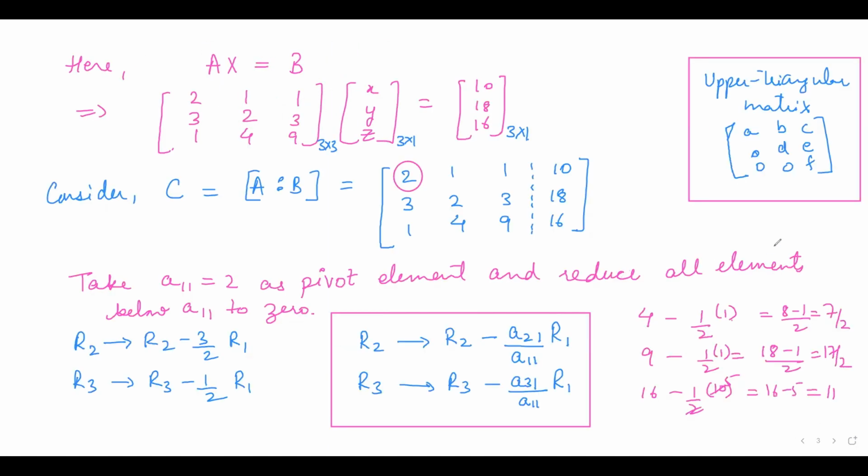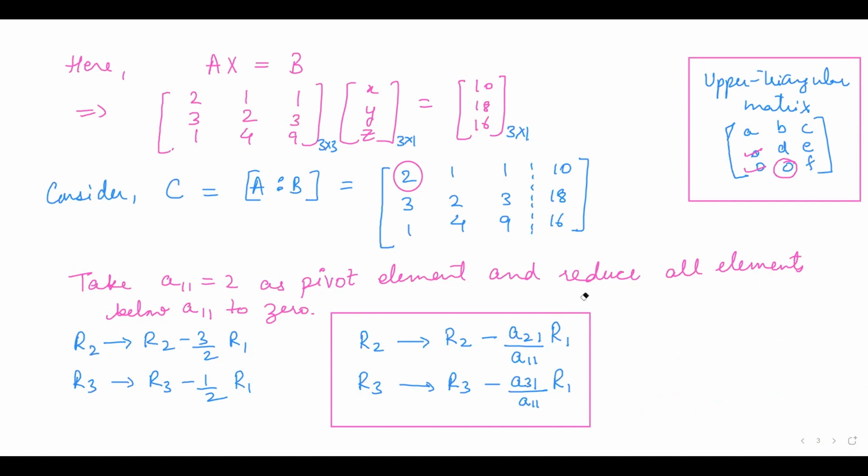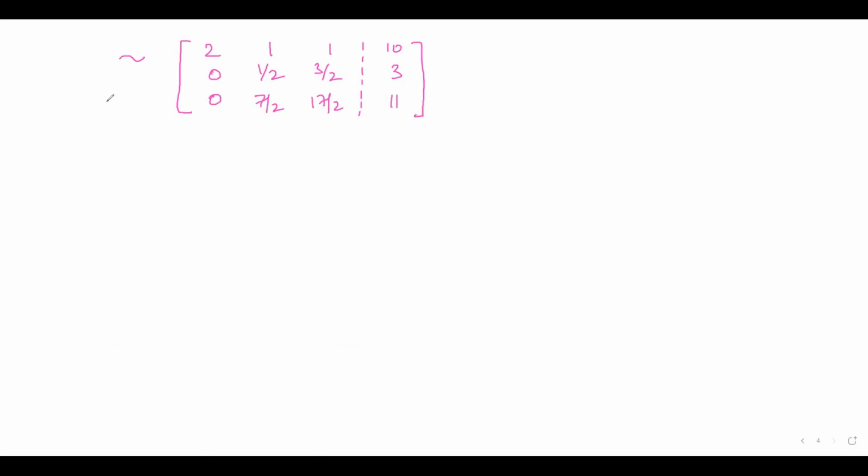Now, to make it an upper triangular matrix, these two elements have become 0. Now I have to make this 0. Okay, so let me just erase this part here. Okay. Now moving ahead to the next page, I have to make this 0. Now to make this 0, what needs to be done?